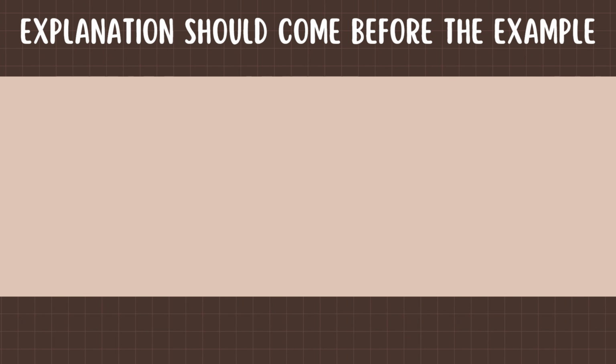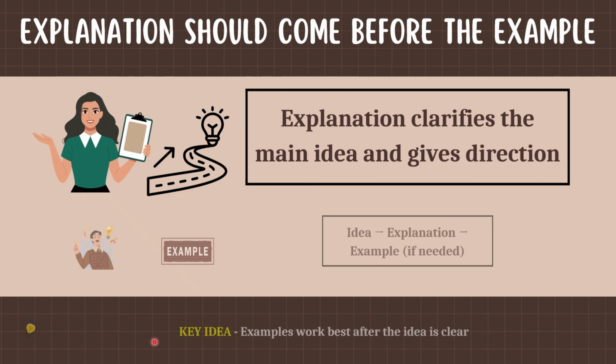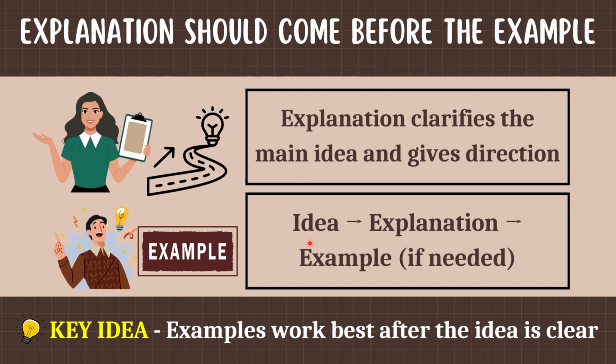The final point is about order. In a strong paragraph, explanation should come before the example. Explanation helps the reader understand what the main idea is and why it matters. When an example is given too early, before the idea is explained, the paragraph can feel confusing or unfocused. A clearer pattern is first state the idea, then explain it, and finally use an example if it is needed. When examples follow explanation, they support the idea more effectively and improve overall clarity.